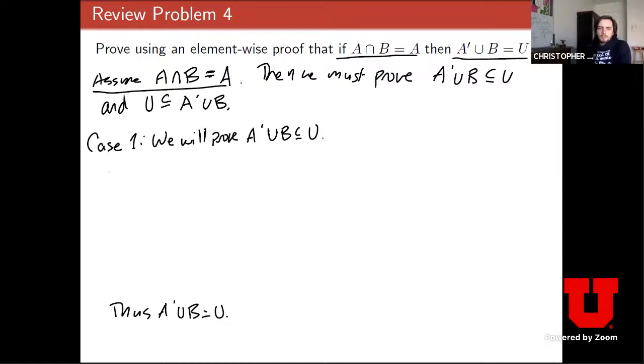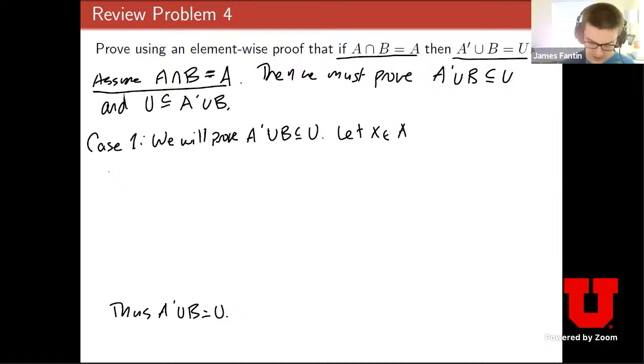Let X be an element of A complement union B. And we need to show that X is in the universal set. Well, if X is an element of A complement union B, then X is in the universal set by definition of the universal set, because the universal set contains everything.